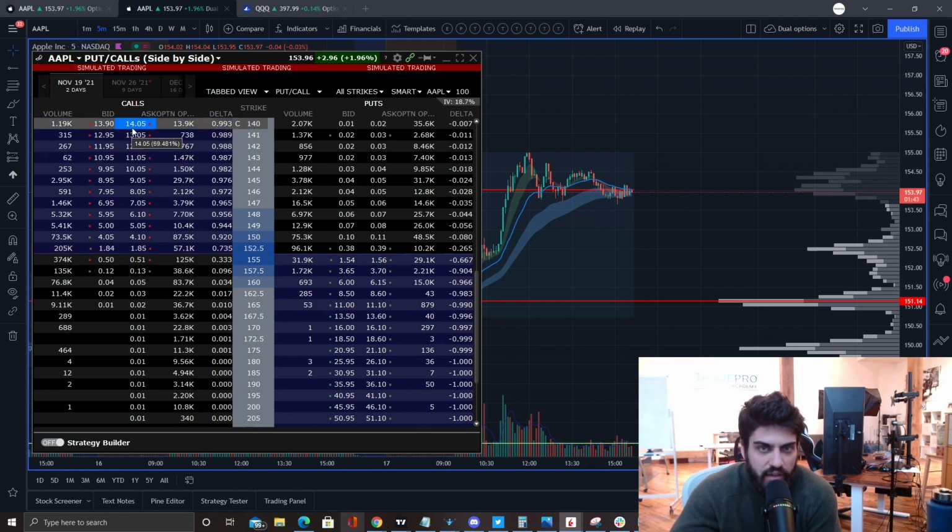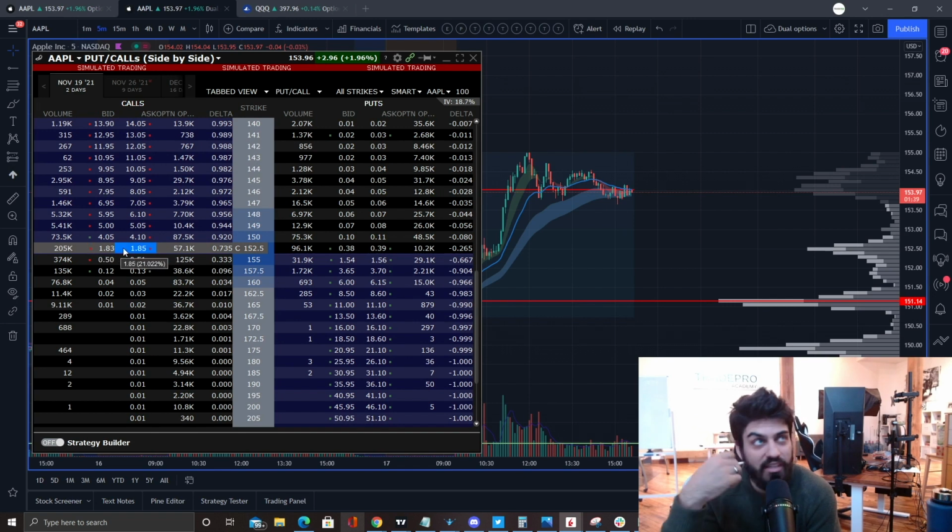If I hover over them, they're going to be highlighted blue and red. If I click blue, that means I'm going to be buying said option. If I click red, I'm going to be selling said option. Because if you're hitting bids, you're selling it, and if you're lifting offers, you're buying it.